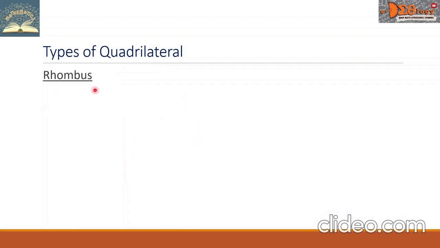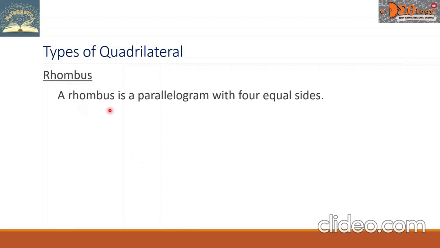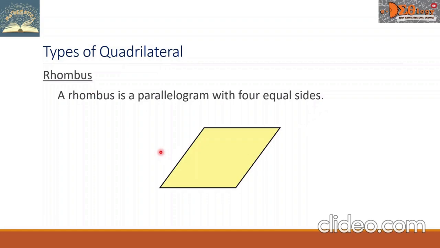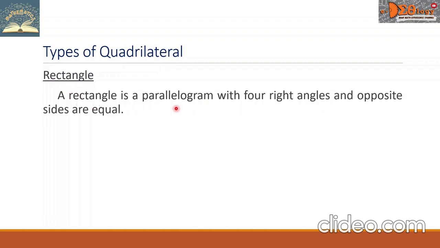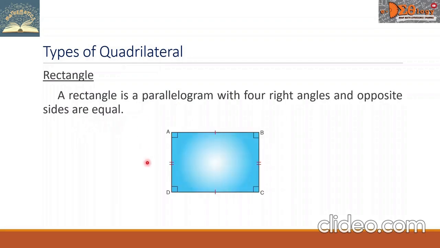Next is rhombus. A rhombus is a parallelogram with 4 equal sides. This is the picture of a rhombus. Next is rectangle. A rectangle is a parallelogram with 4 right angles and opposite sides are equal. This is a rectangle.